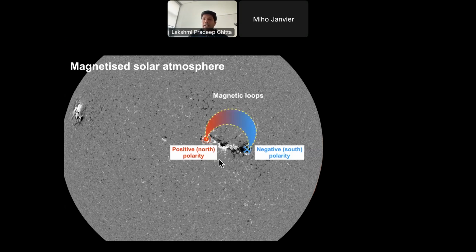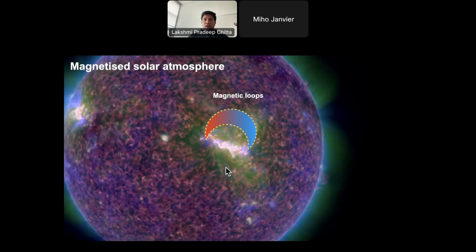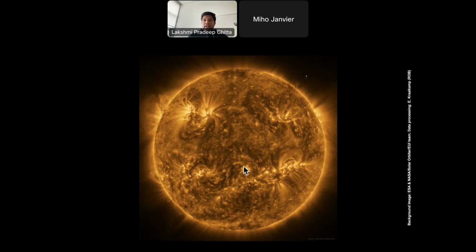Now, just like iron filings tracing the field lines, we have these magnetic loops that emerge and then connect to these polarities. And that's what the corona or the atmosphere is about. So magnetic loops filled with hot plasma that are spread everywhere. Now let us take a closer look at the corona again. Here is the Earth for scale.